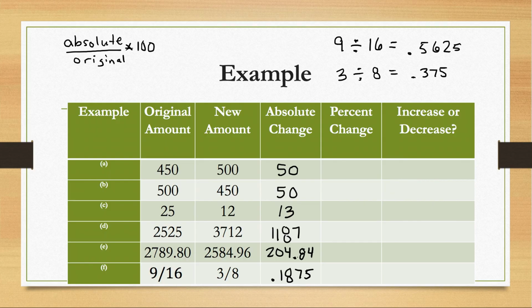So for the first one, the absolute change was 50. The original amount was 450. And then we're going to multiply by 100. Okay, so we're going to type it in our calculator. We're going to do 50 divided by 450 times 100. All right, and we're going to round these things. Let's round to 2 decimal places. So on this one, I would have 11.11%.